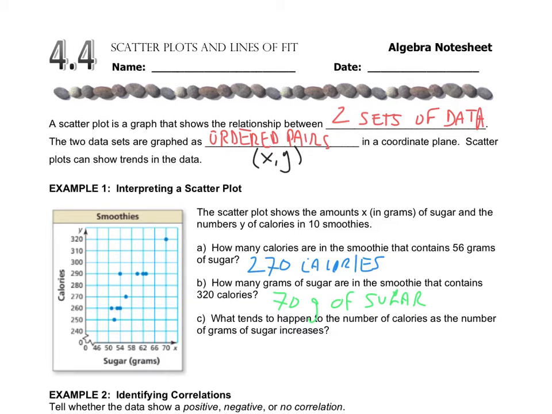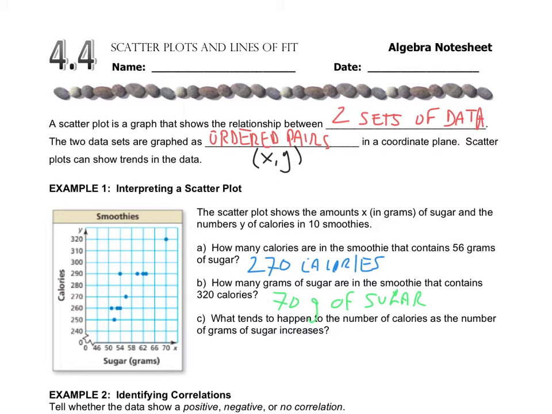And then the last question, what tends to happen to the number of calories as the number of grams of sugar increases? Let's look at that. The grams of sugar is increasing, meaning all of these ordered pairs, their x values as they go this way, are getting bigger. So what's happening, for the most part, to the number of calories, or the y values, as these numbers get bigger? Don't these also get bigger?